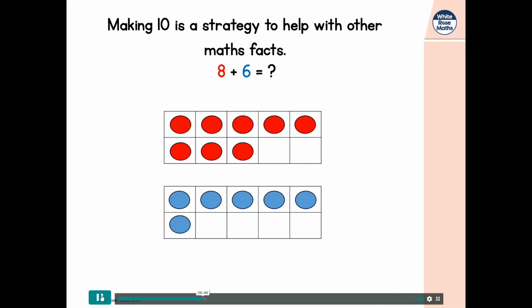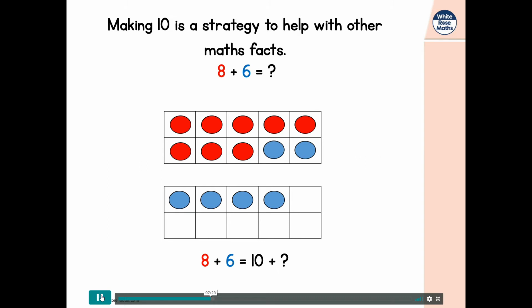How could we change 8 plus 6 to be the same as 10 plus something, to make that fact just a little bit easier? Well, let's have a look. We can move one blue counter up, but we still don't have 10. That's right. We need to move another blue counter up. So actually, we've thought about our number bond. 8 plus 2 equals 10. We moved 2 blue counters up.